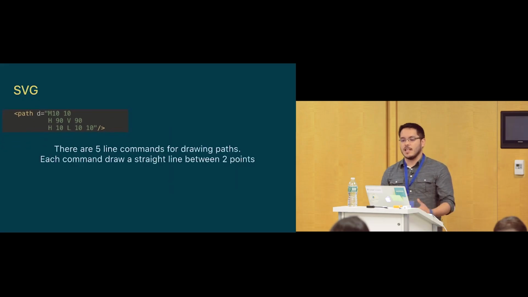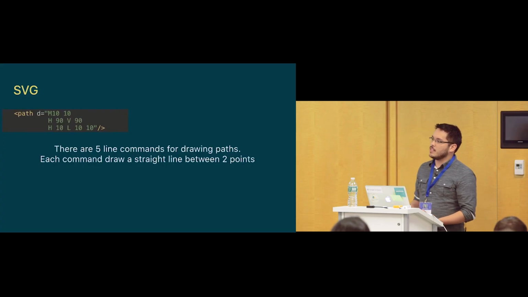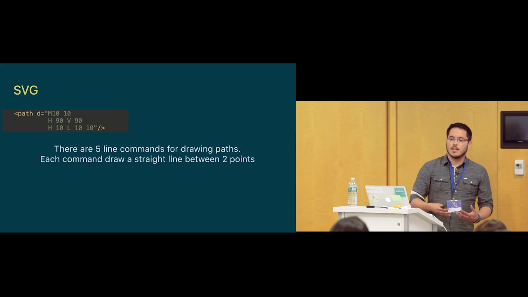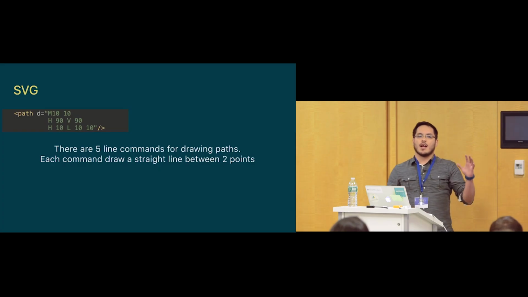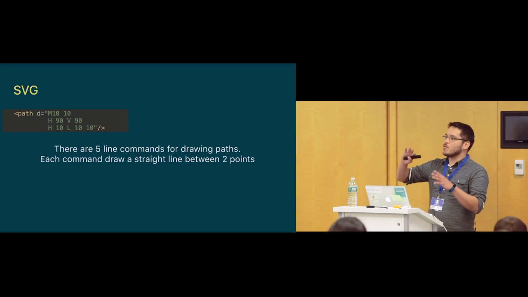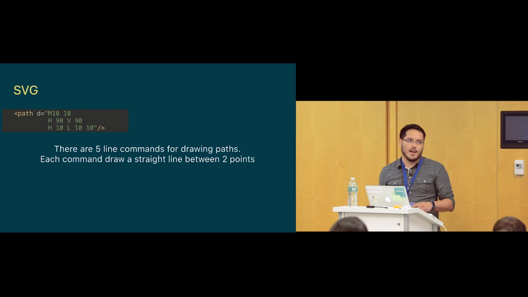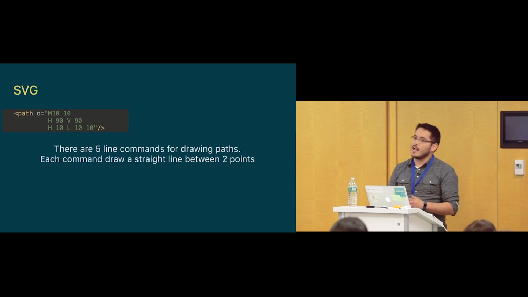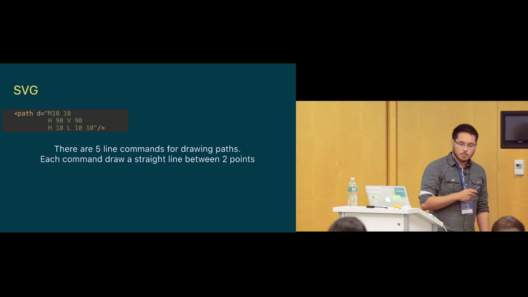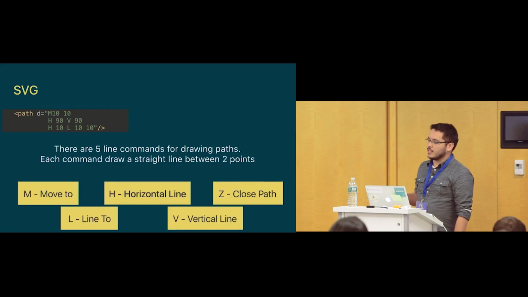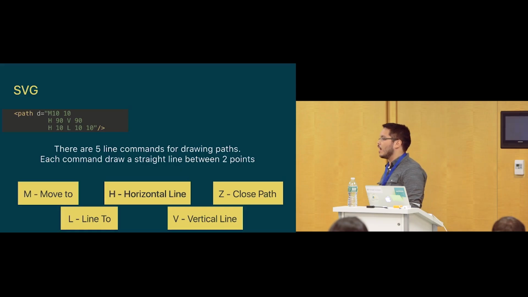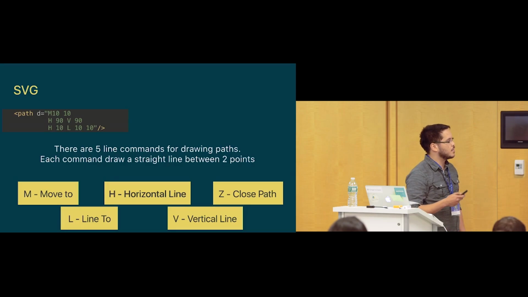So how does an SVG draw? There are 5 line commands. They're the basic ones, and each command draws a straight line between 2 points. How it works is basically there is some kind of invisible cursor that goes through X and Y locations to draw lines and circles and all those things. So the 5 commands that I'm talking about are the move to, horizontal line, close path, line to, and vertical line. We're gonna go through each one of them very fast so we can see better how it works.